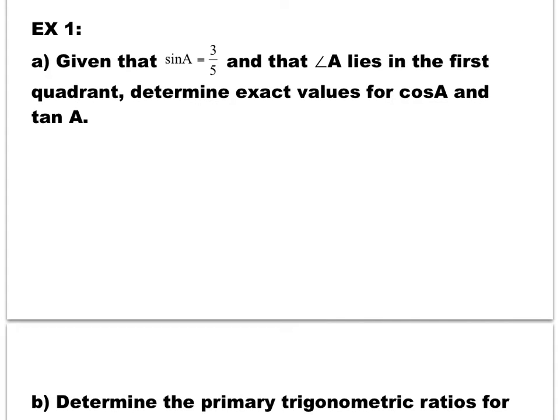The first example is that sine A is 3 over 5, and we know angle A lies in the first quadrant. We are supposed to find the exact values for cos A and tan A. First of all, we are going to draw our unit circle. We know that angle A is in first quadrant, which is here. So if this is angle A, then we know that sine A is 3 over 5. To find the other ones, meaning cos A and tan A, we need to find the radius of the circle.